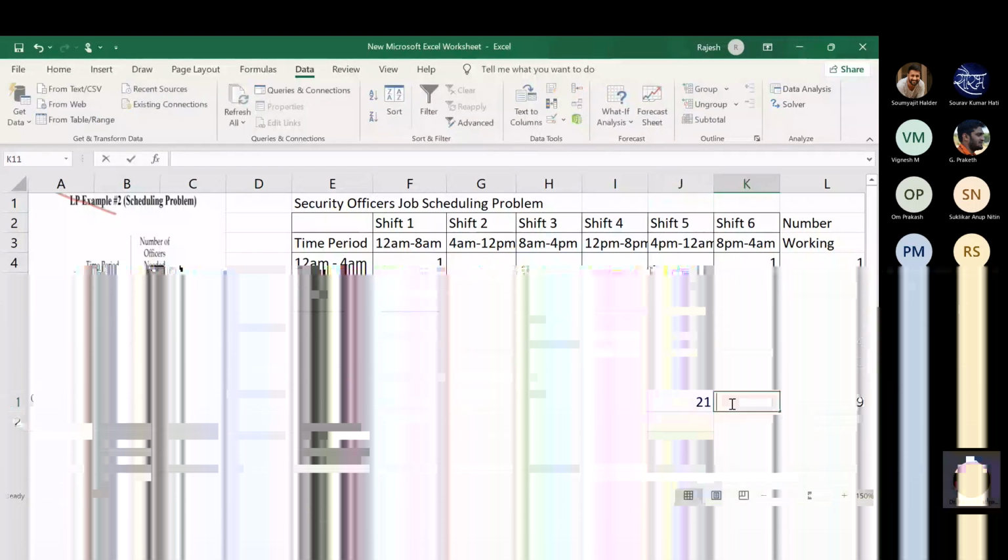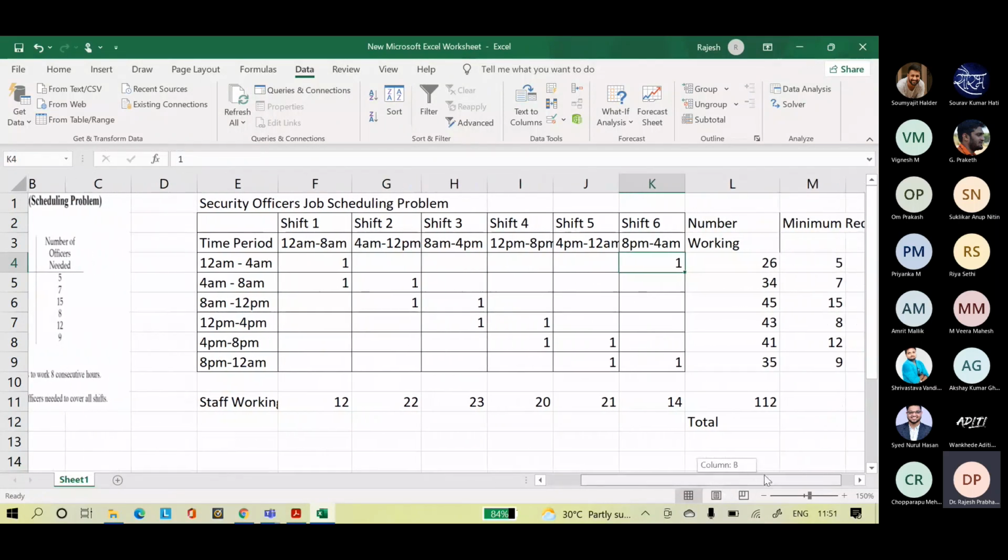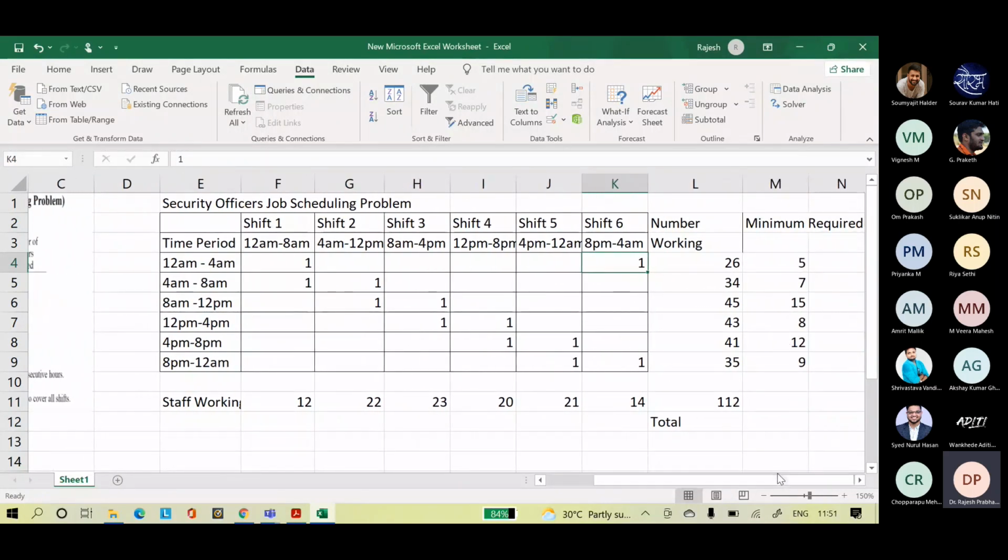And 9 plus 5, 14 people will be working in the last one, right? 5 plus 7, this is 7 plus 15, this is 15 plus 8, this is 8 plus 12, this is 12 plus 9, this is 9 plus 4, right? Got the total staff working, right? So we have a total of 112 working now. We want to reduce the number of staff. Got it, all of you?